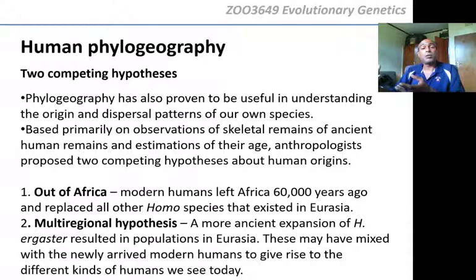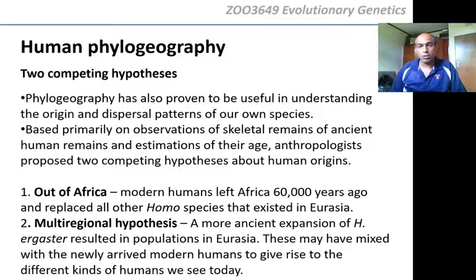So in other words, in Europe, people would have evolved from Neanderthals. In Asia, people would have evolved from Denisova. And in Africa, people evolved from Homo sapiens. So that is the multi-regional hypothesis, right? That basically modern humans have mainly arisen from the original Homo ergaster migrations from 2 million years ago. So that's the multi-regional.